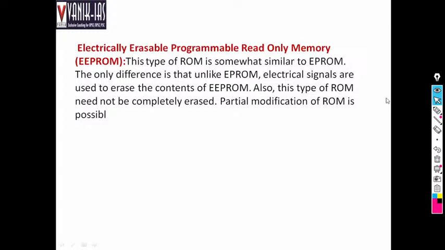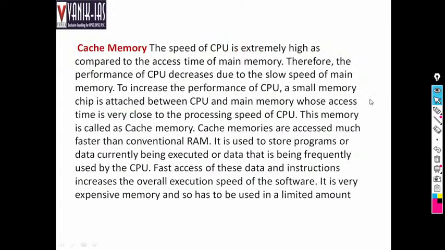Then we will study cache memory. What is this cache memory? The speed of the CPU is extremely high compared to the access time of main memory. The CPU is the brain of the computer. Therefore, the performance of the CPU decreases due to the slow speed of main memory.